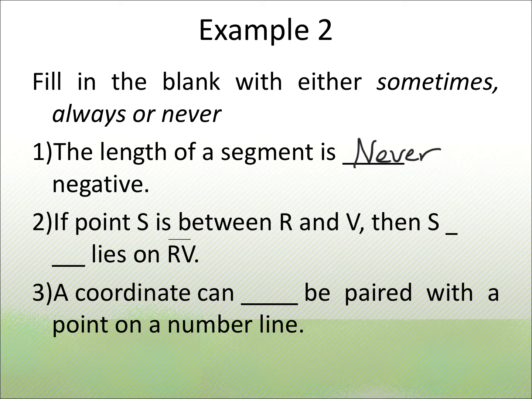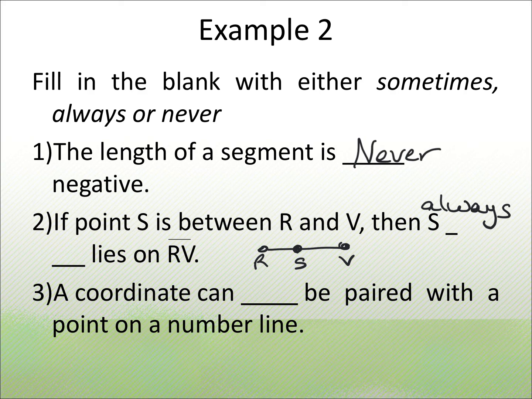Number 2, if point S is between R and V, then S sometimes, always, or never lies on RV. Let me give myself a visual. So here's my R and V, and if S is between, then S lies on RV, and this will be always.